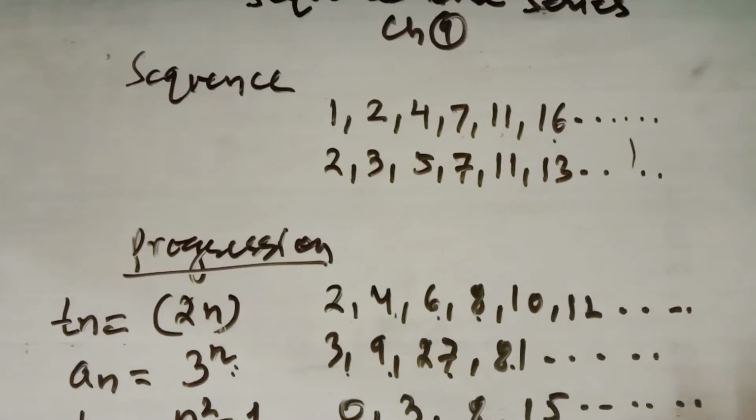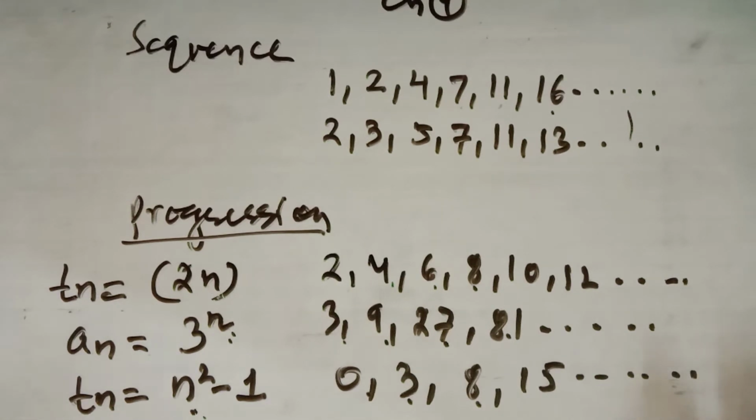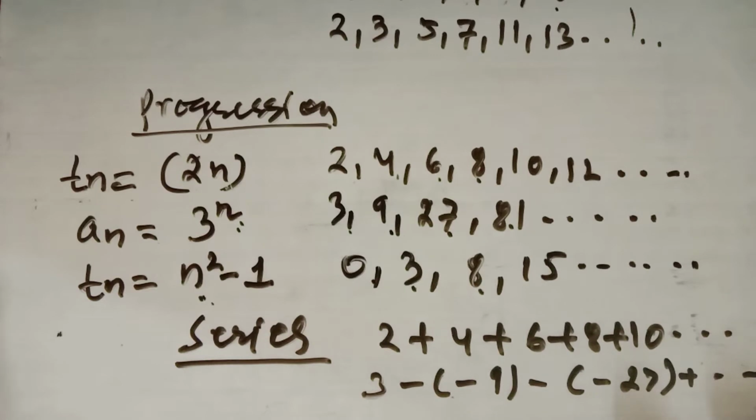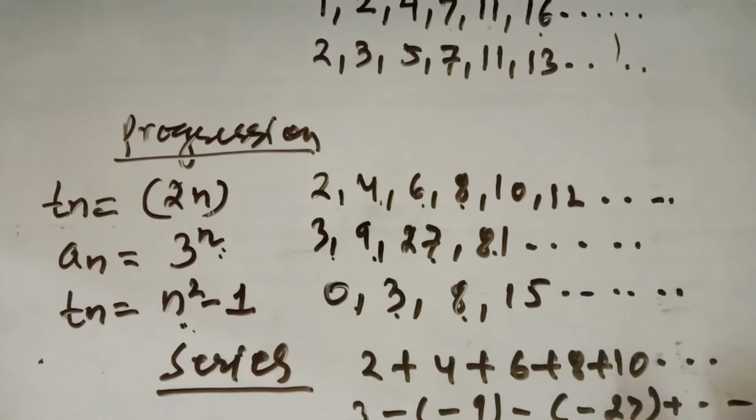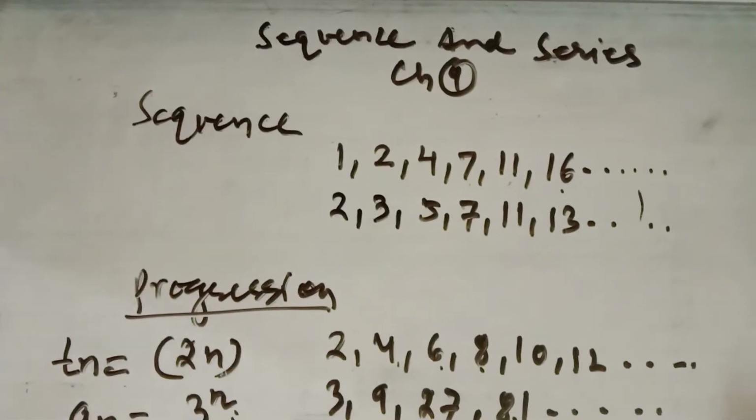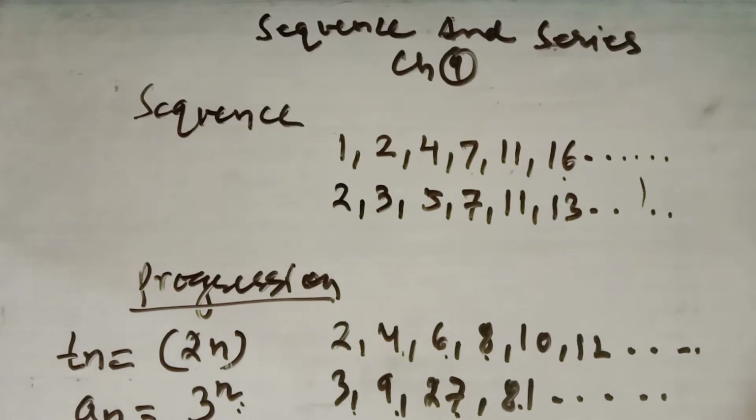So a sequence is only the representation of some numbers in a definite pattern, whereas a progression is a representation of numbers in a definite pattern where there is a formula to find any term. And a series is a sequence or progression in which there is a plus or minus sign between these numbers. So this is the basics for the start of this chapter, sequence and series, and some portion you have done in your class 10th also, that is, the arithmetic progression.